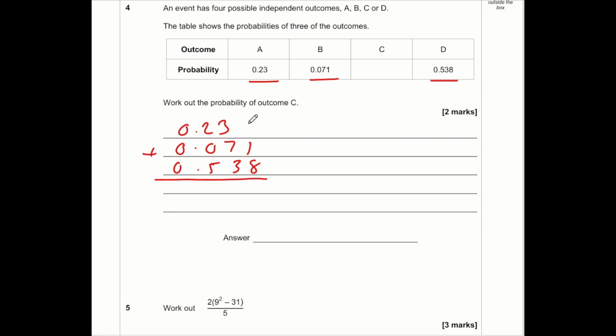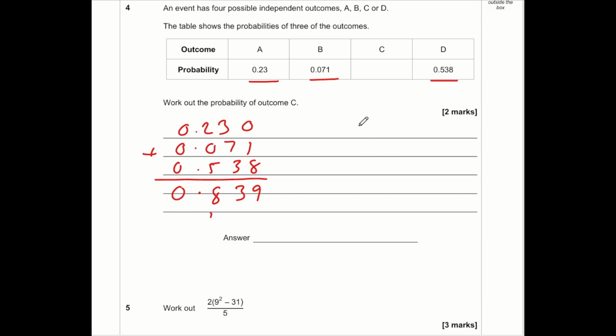So let's add these together. You can put a 0 there if you want to make sure that all the numbers are the same length. 1 plus 8 is 9, 7 plus 3 is 10, plus 3 is 13, carry the 1, 5, 6, 7, 8. Should have put my decimal point in at the beginning, so 0.839.